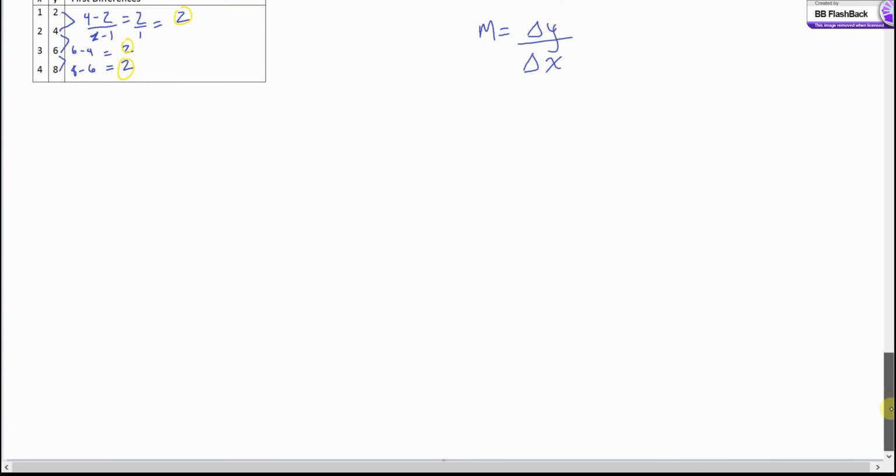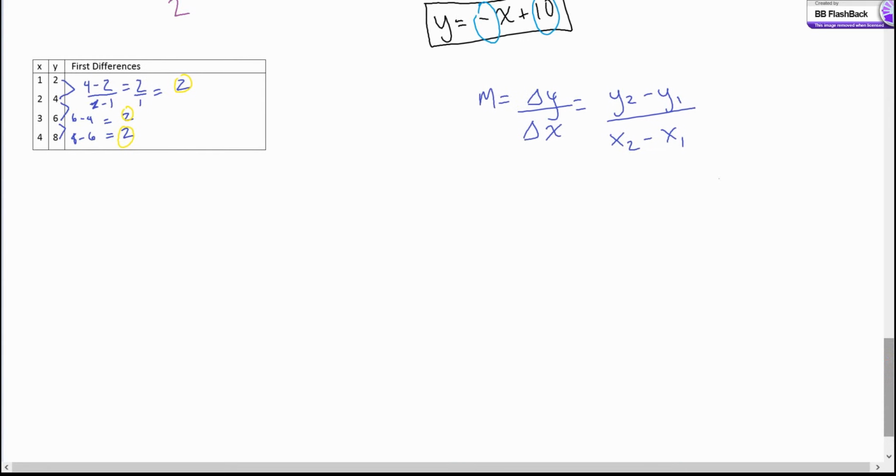Okay, so we talked about the equation for finding the slope. You're going to memorize this. You're going to use it over and over again, and you're going to try your best to memorize it. So we have the equation. We can find the slope given 2 points. We can find the slope given a graph, or we could find the slope given a table of values.